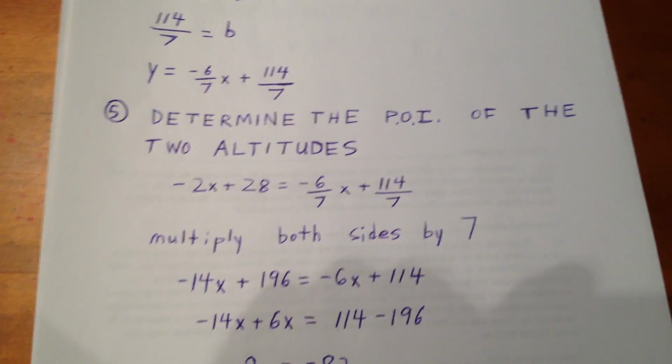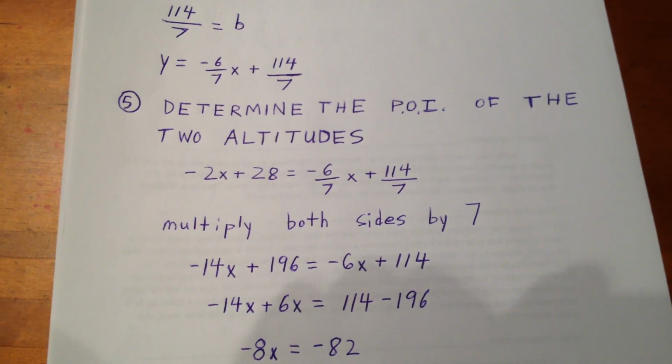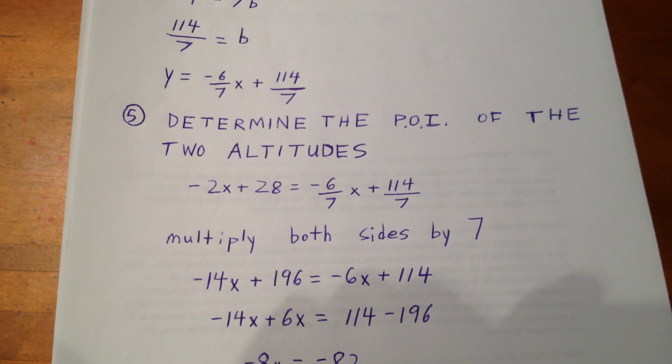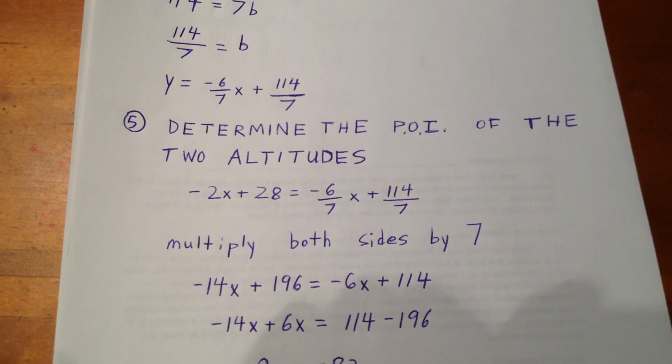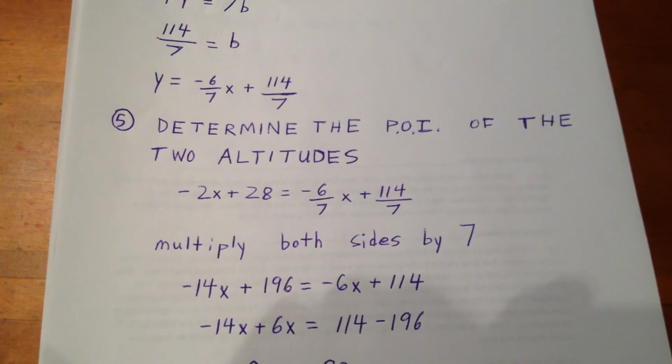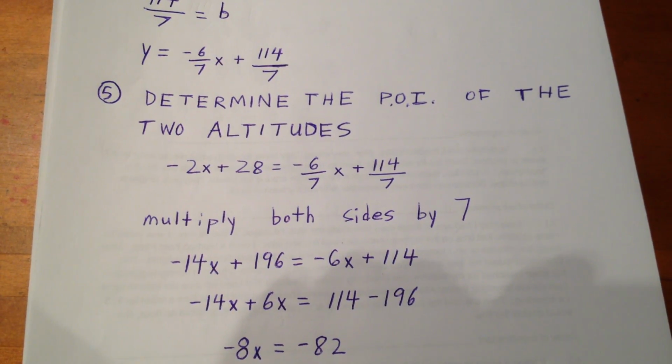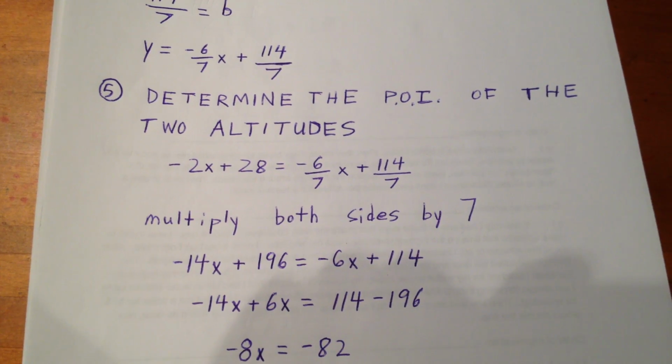Okay, so since the first line is y equals -2x plus 28, and the second line is y equals -6/7 x plus 114 over 7, we set those two expressions equal to each other. We have a lowest common denominator of 7, so we multiply both sides by 7.